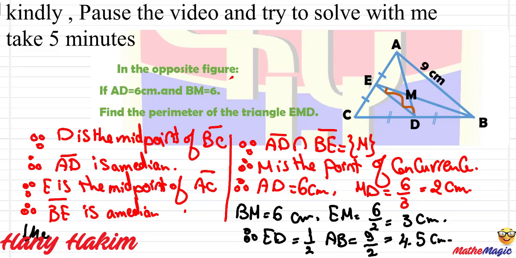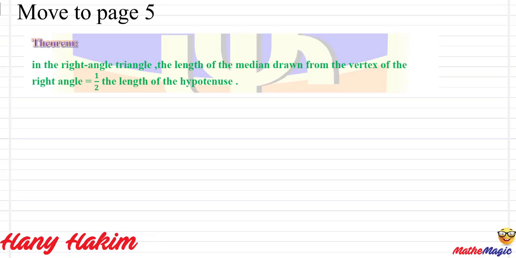So the perimeter equals 2 plus 3 plus 4.5 to get 9.5 centimeters. Now move to page 5 to work out with me. Now we are in page 5. Skip the previous part.